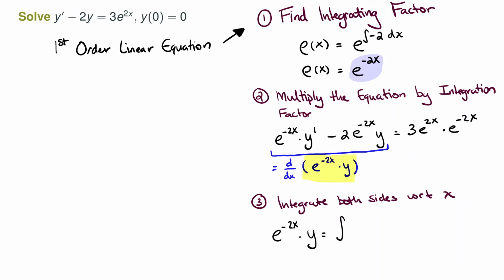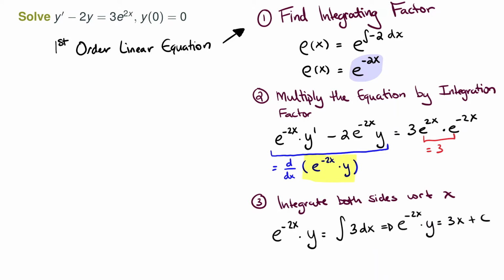And before we write that down, let's simplify this. Since we have the same base, we know that you can add the exponents. So e to the 2x minus 2x is e to the 0, e to the 0 is 1. So this simplifies and just is equal to 3. So on the right side, we're integrating 3 with respect to x. So we get e to the -2x times y equals 3x plus c.